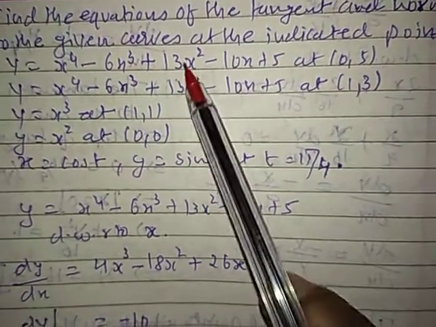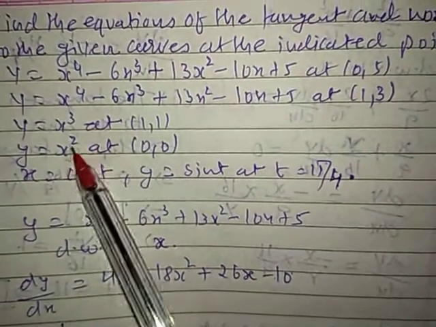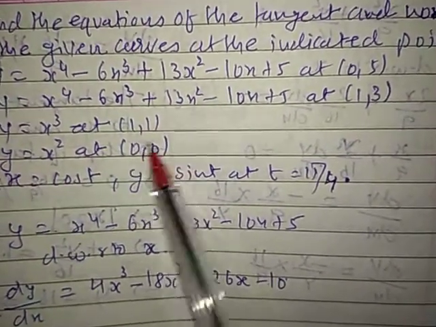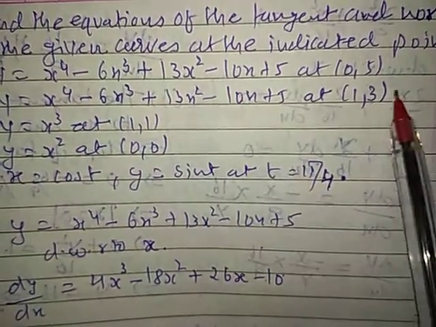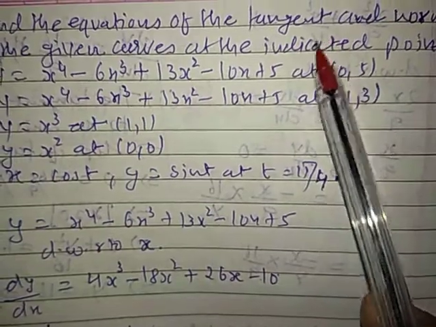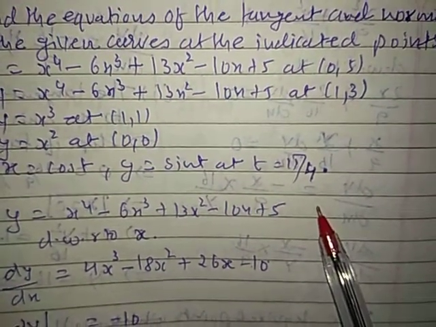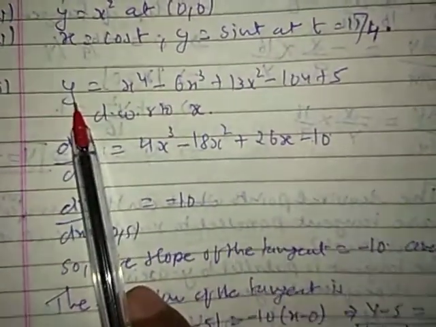Actually, all these 1, 2, 3, 4 points are given. You have to take dy by dx, and find the value of dy by dx at this particular point. That will give you the slope of a tangent. Then the point is given, so you can easily find the equation by y minus y1 is equal to m into x minus x1. So let's see.